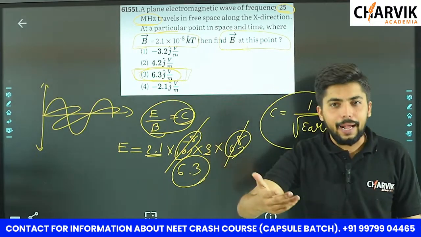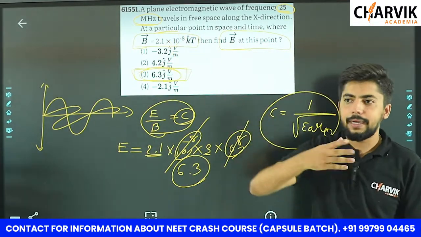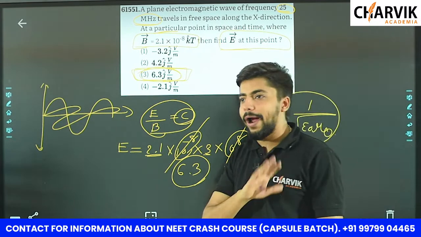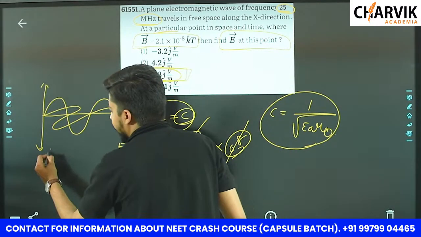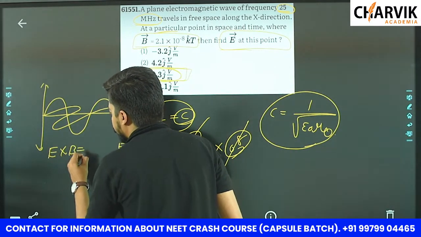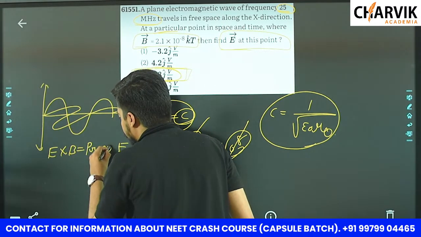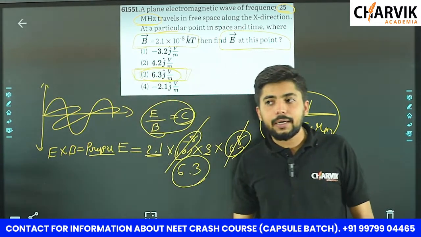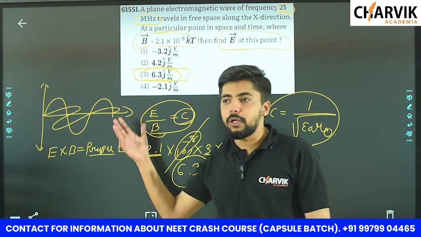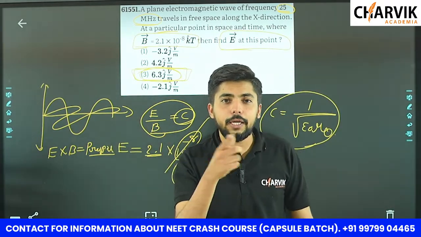Right now they are not asking it. The options are very easy, so you can get it easily. But in case you need to find the direction, how will you get it? E cross B will give you the direction of the propagation. The cross product of any two vectors will give you the direction of the third one, because all three are perpendicular to each other.